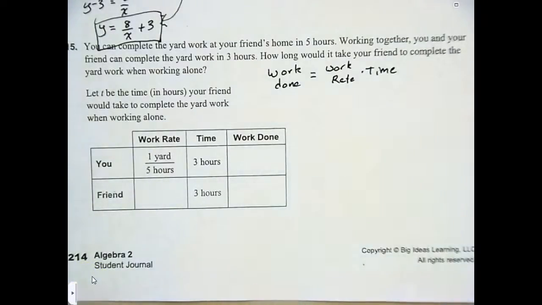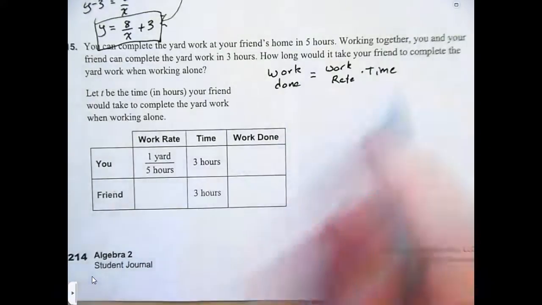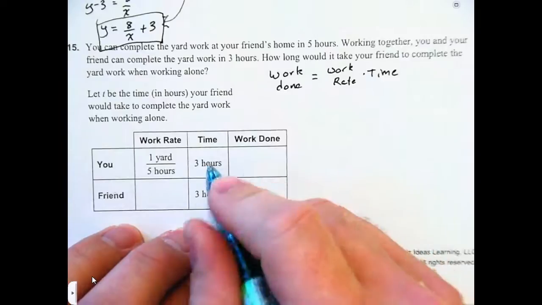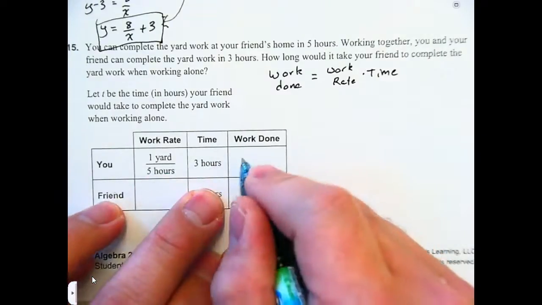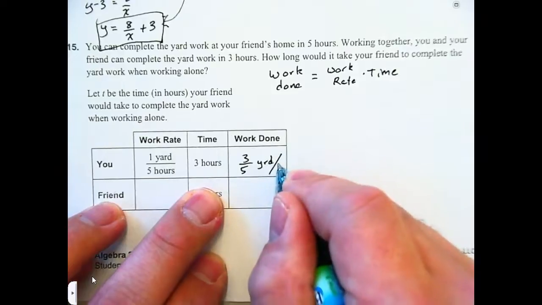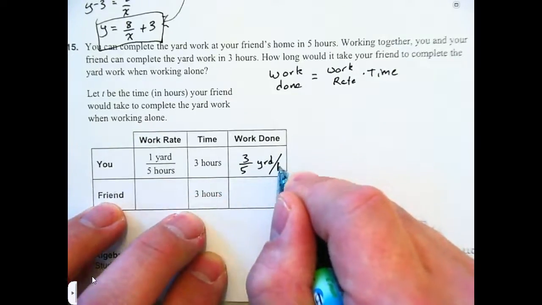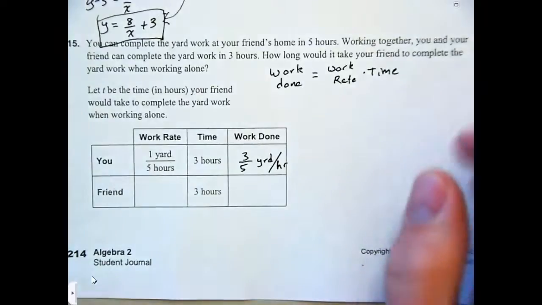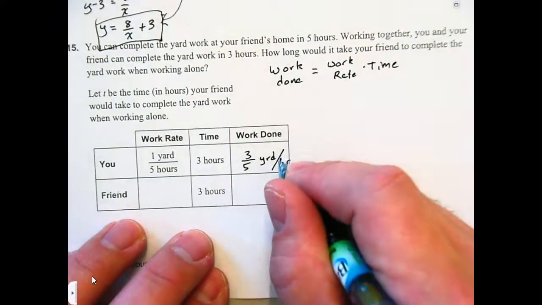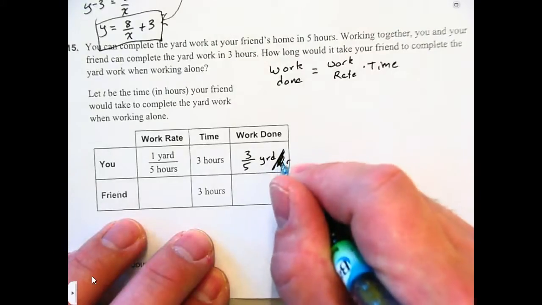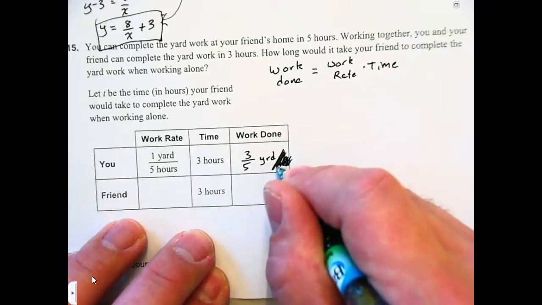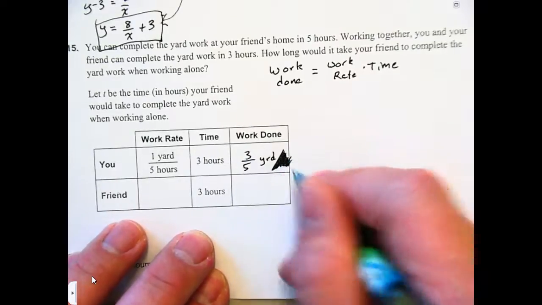Okay, so here we go. If this is true, what would the work done be right here? 3/5 of a yard per hour. Okay? Actually, the hours would cancel. So just 3/5 of a yard. That's how much work they've done. Or you have done. I guess we don't want to give them credit for your work.